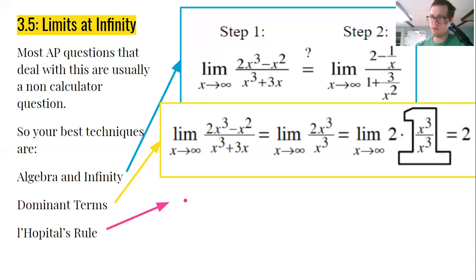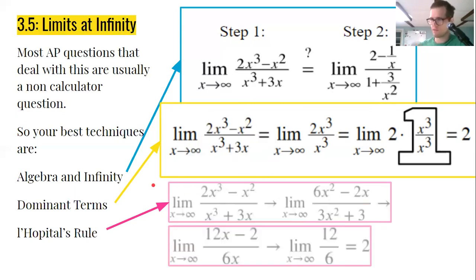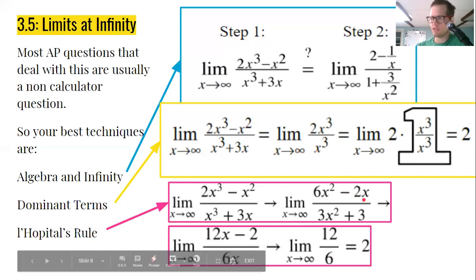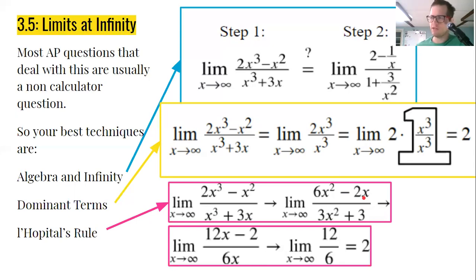L'Hopital's rule for this one takes a couple more steps, but it still works. So we do the derivative once to get here. Again, plug in infinity, you still get indeterminate. Do L'Hopital's rule to get down to 12x minus 2 over 6x. You still get indeterminate when you plug in infinity. Do the derivative one more time, boom, you get 12 over 6, which is 2. So no matter which one you do, you still get there.